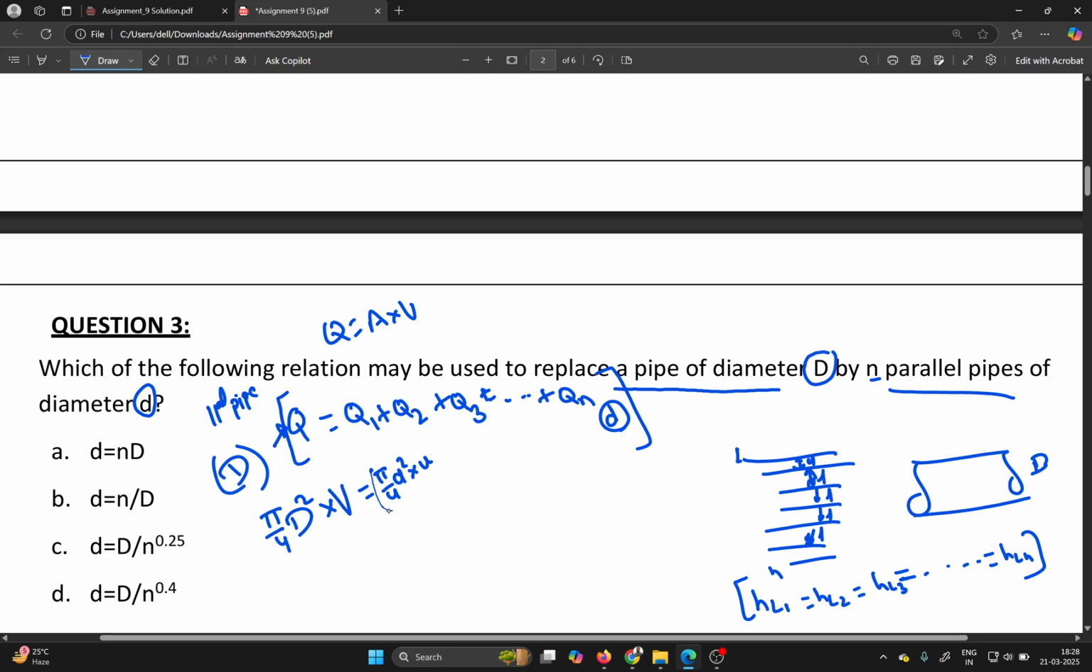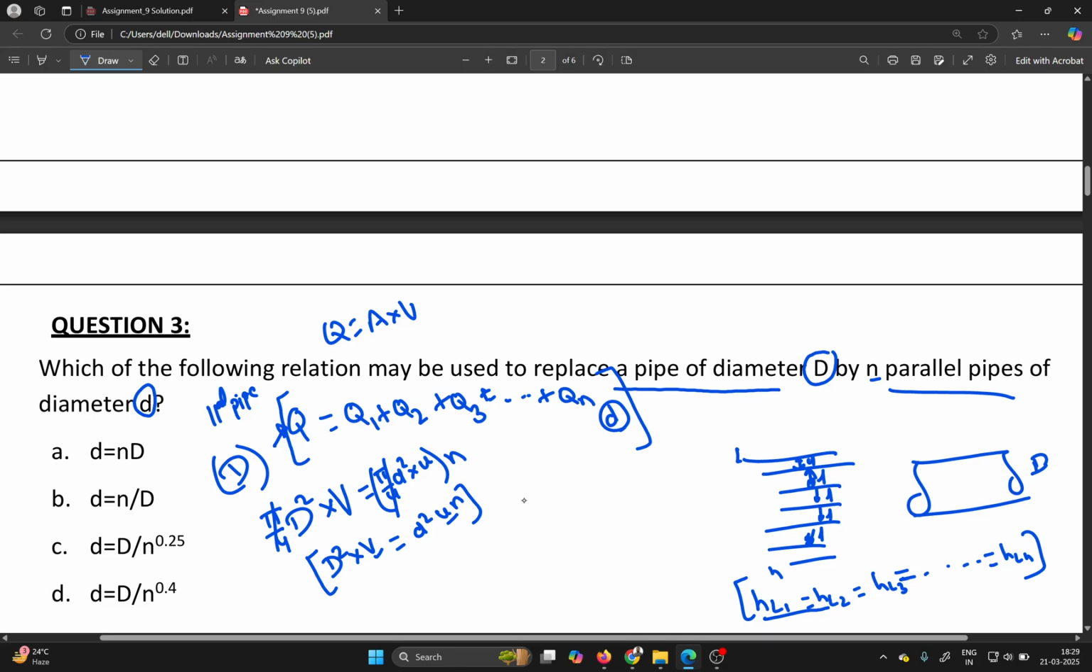That's why, if there are n pipes, it will be n. When we add, let us suppose only 3, so 1, 2, 3. If here it is n, you need to multiply with n. Now pi by 4 will cancel out. You have capital D squared V equals small d squared u n. So here you need only the relation between small d and capital D, so you have to remove capital V and small u. How will you remove them? Just see.